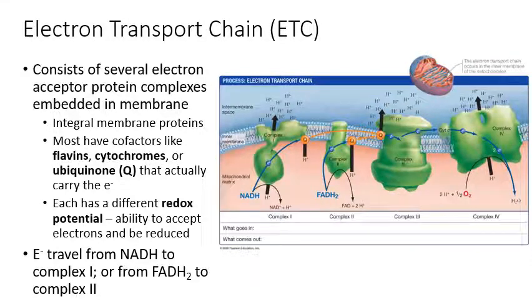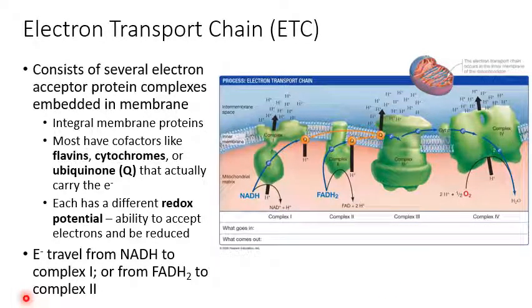So you typically have 4 different protein complexes embedded in the inner membrane of the mitochondrion for the electron transport chain. They're just named complex 1, complex 2, complex 3, and complex 4. Each of these protein complexes is going to have multiple molecules within it that are able to hold and/or carry electrons. Those molecules usually count as cofactors in these protein complexes.